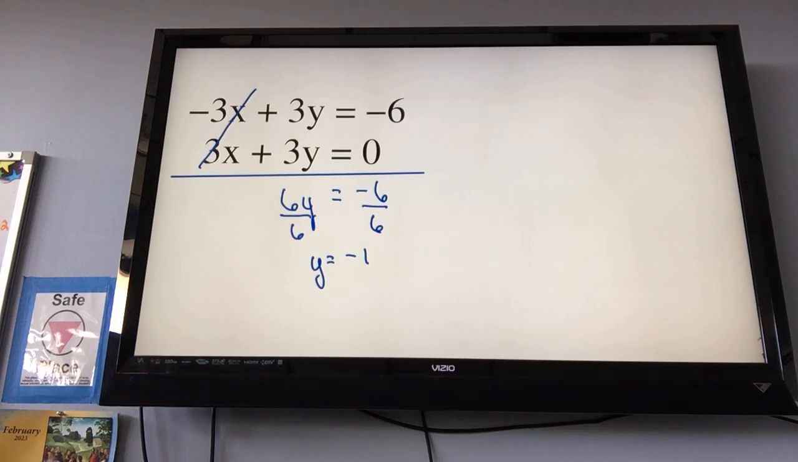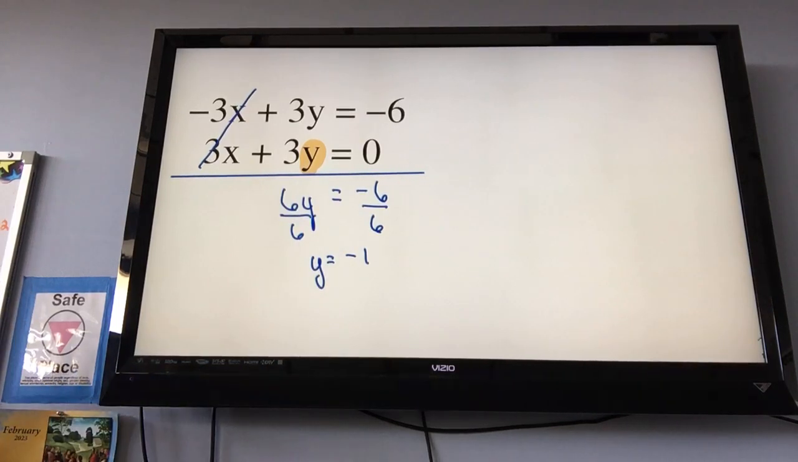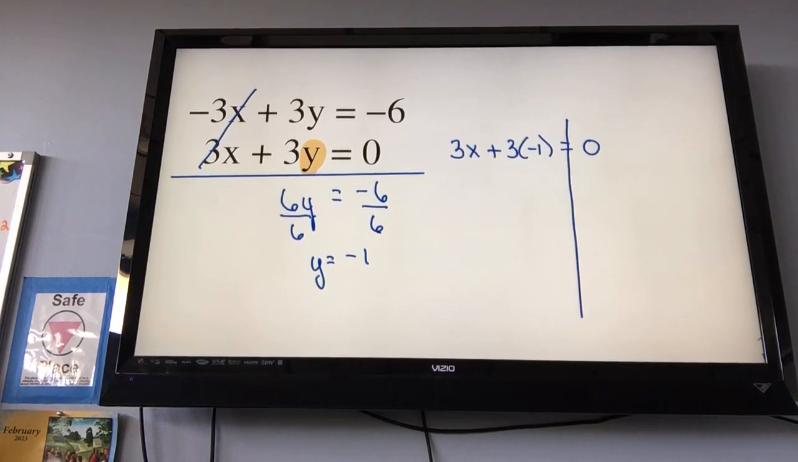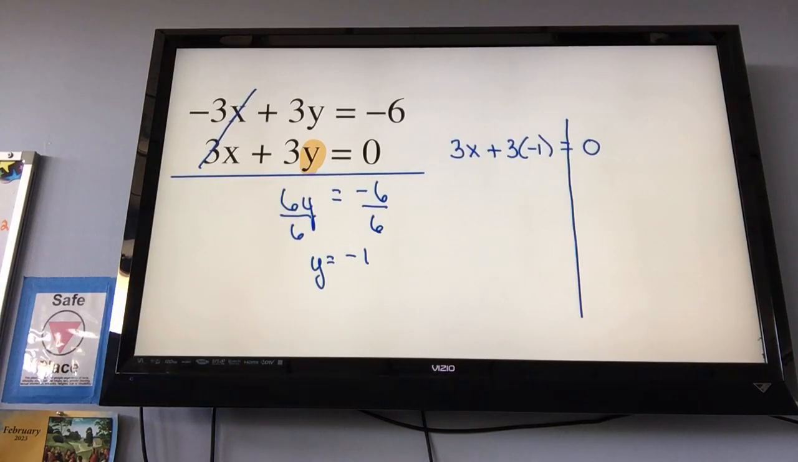I'm going to plug it in. I go back to one of the beginning equations and I find the letter that I just got. So I got y equals -1 and I'm going to plug in that -1 where I just highlighted. So I'm going to have 3x plus 3 times -1 equals 0. So I take the -1 that I just got and I put it where the y is. And again, it doesn't matter if I use the top equation or the bottom equation. I get to pick. You get to pick. And then I solve it.